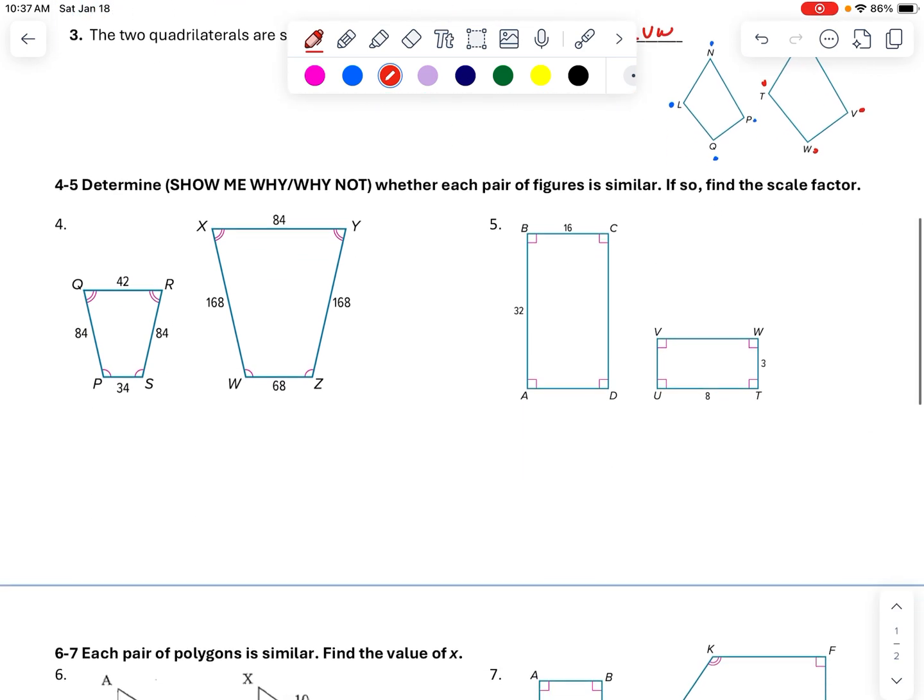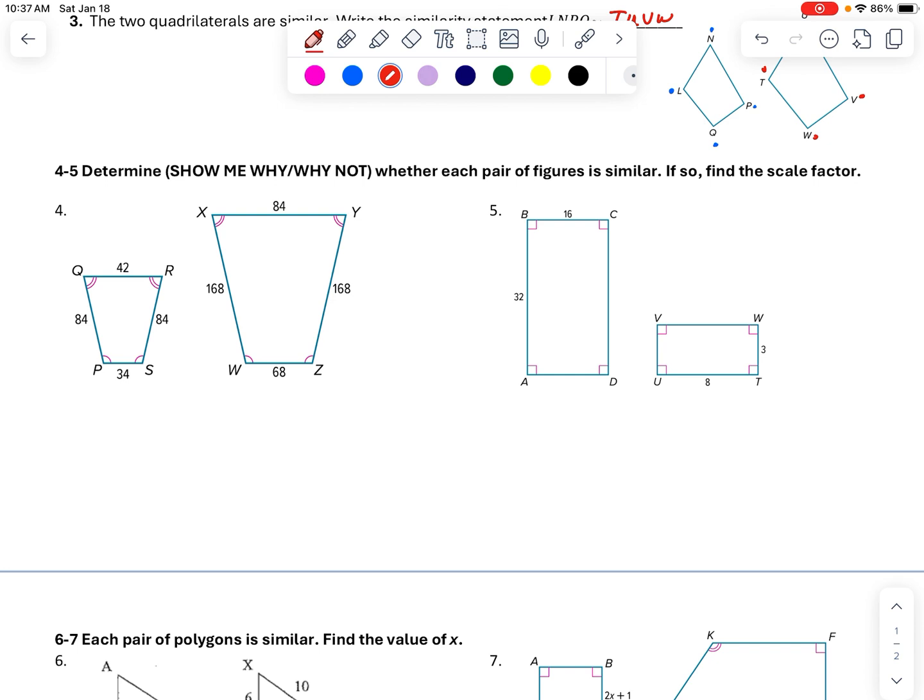All right, number 4 and 5, I'm going to get a little bit picky on this one. I'm going to model exactly what I want to see on the quiz, because you have to show me why or why not. So when we talk about are they similar, that means angles are congruent, sides proportional. To be a similar figure, we have to meet those 2 criteria. So here we go. In number 1, you have to show me that the angles are equal.